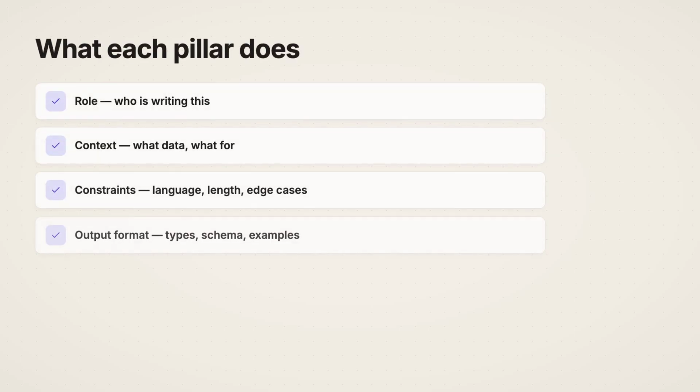Role tells the model who is writing this. Context anchors what the answer is about. Constraints set the rules of the road. Output format pins the exact shape that comes back. 4 levers, each closes a specific gap.